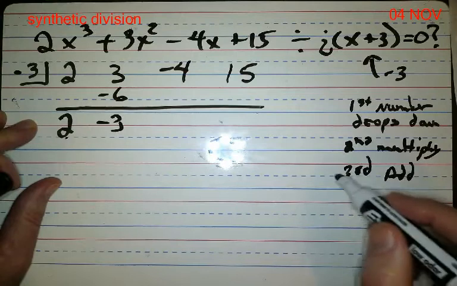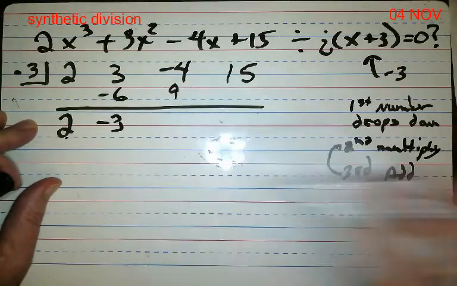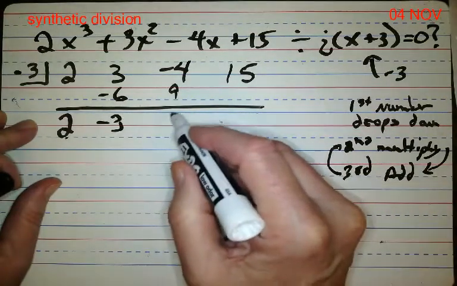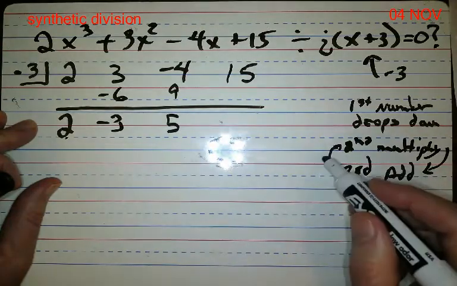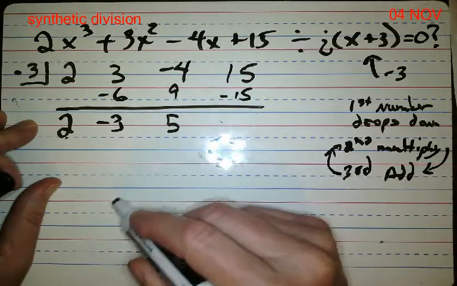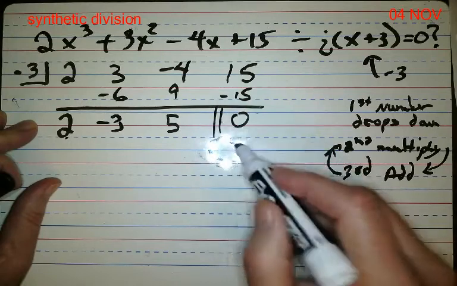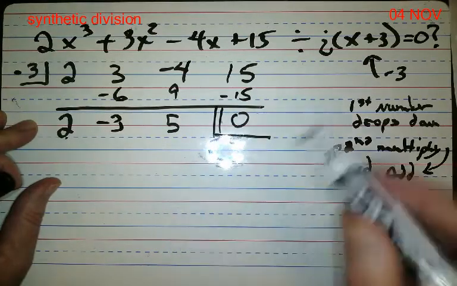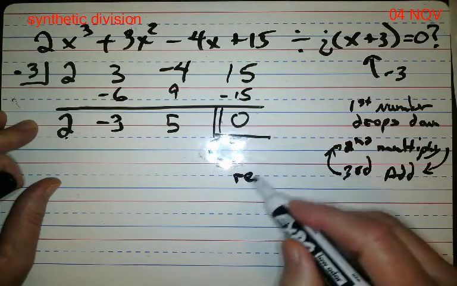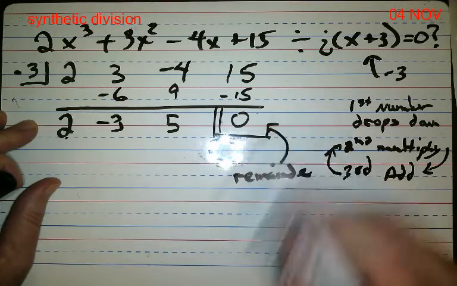Now I repeat this step again. I go back and multiply. Well, that's 9. Then I add. That's 5. Then I multiply again. That's -15. Then I add, that's 0. Now, this number is the remainder. So in this case, the remainder is 0.